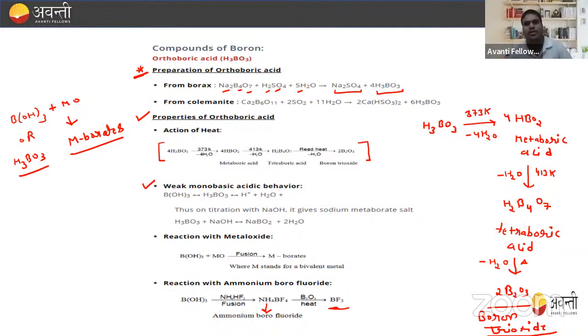That is how you will prepare orthoboric acid. So we have two methods of preparation of orthoboric acid, either from borax or from the polyamide, right? And the properties of orthoboric acid: on the action of heat, orthoboric acid is converted into metaboric acid. Metaboric acid is further converted into tetraboric acid, and this tetraboric acid is converted into boron trioxide, right? So this is all about the compounds of boron, or we say orthoboric acid. I hope this is clear to you.